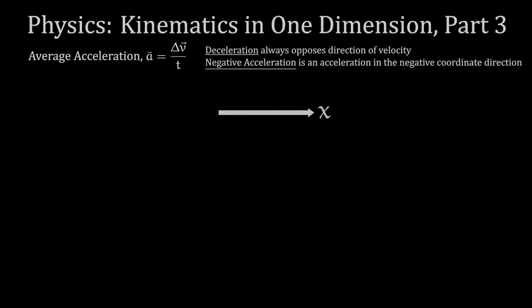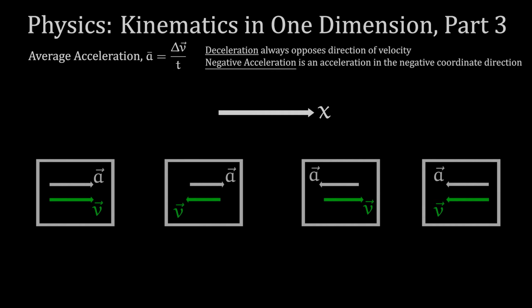A positive acceleration is any acceleration in the positive coordinate direction. And a negative acceleration is an acceleration in the negative coordinate direction, which is entirely dependent on your choice of coordinate system. Let's use this positive direction to the right for our coordinate system. Then, here are some quick diagrams of some scenarios illustrating positive and negative acceleration and decelerations. Pause the video here and take a quick moment to see if you can figure out which ones are positive or negative accelerations or decelerations.